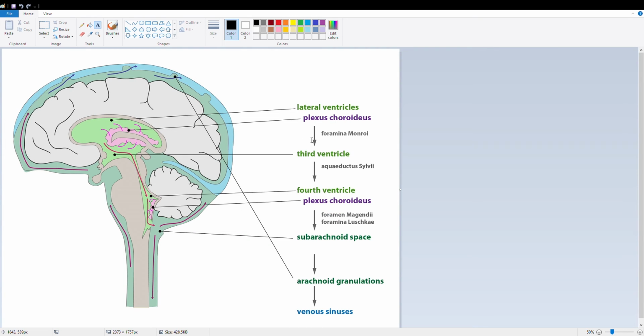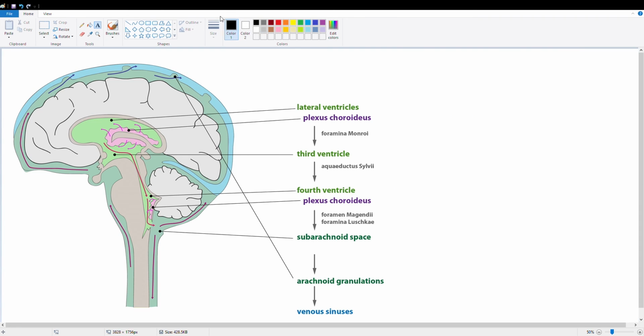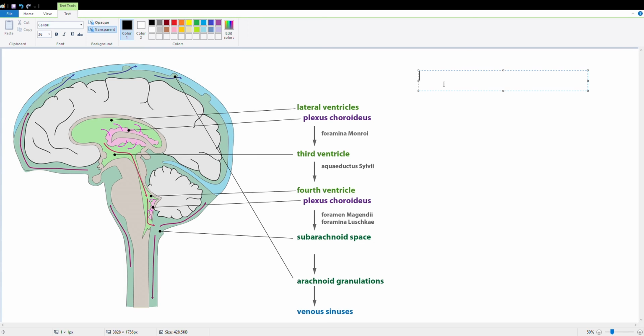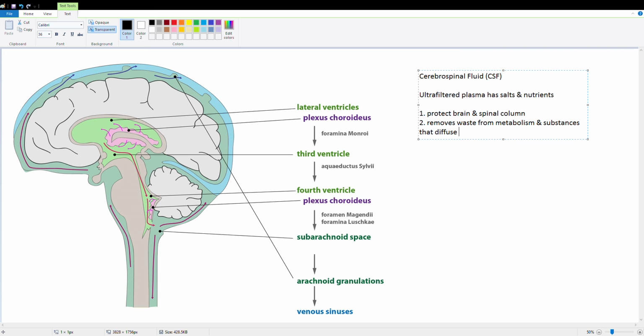Now we're actually going to talk about the flow of the CSF. So what is cerebrospinal fluid itself? Well, just a few things here. CSF is ultrafiltered plasma, so you know it's already going to be pretty watery. And it really just has a bunch of salts and nutrients in it, but not a whole lot. The reason is that it's supposed to protect the brain and the spinal column against concussions and stuff. It's kind of a shock absorber, if you will. It also removes waste from metabolism and substances that diffuse into the brain from the blood. So it has two functions here, protection and then removing waste.